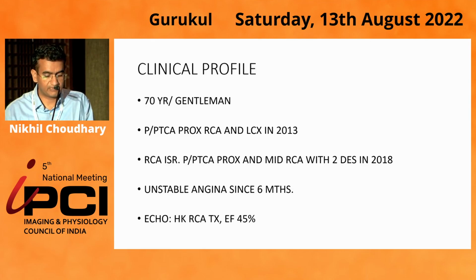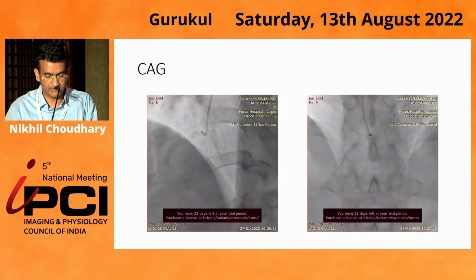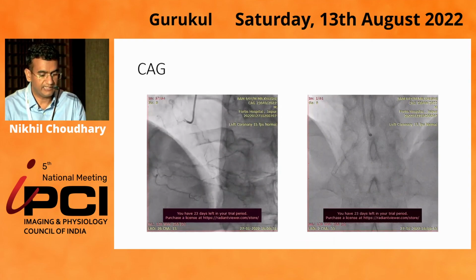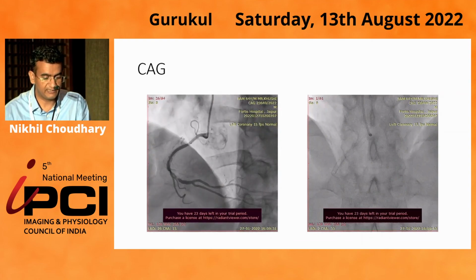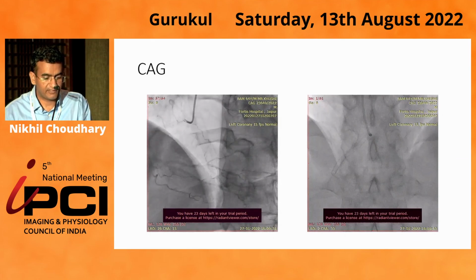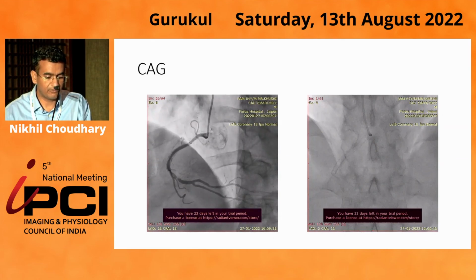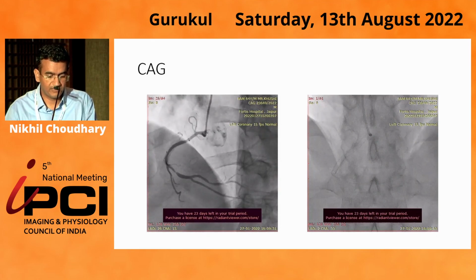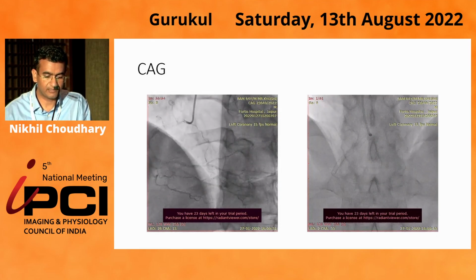This time, he presented at another center with unstable angina for the last 6 months. ECG was unremarkable. Echo showed a hypokinetic RCA territory with an EF of 45%. The angiograms done at an outside center showed mild ISR proximally in the RCA, and distally where the 2 stents overlap, some ISR, and at the distal stent edge, a 95% culprit lesion.